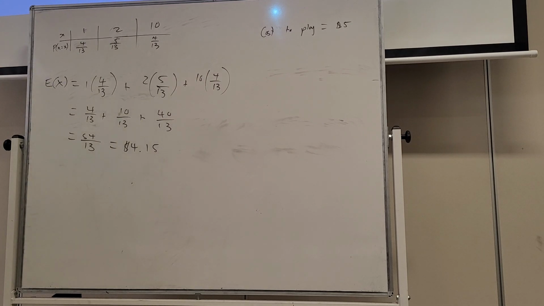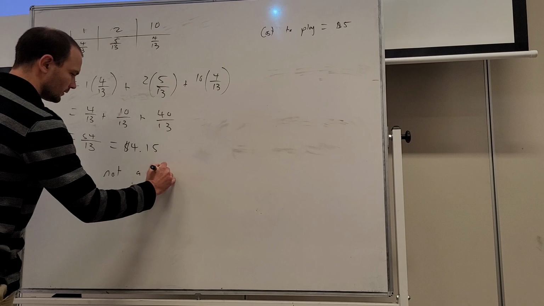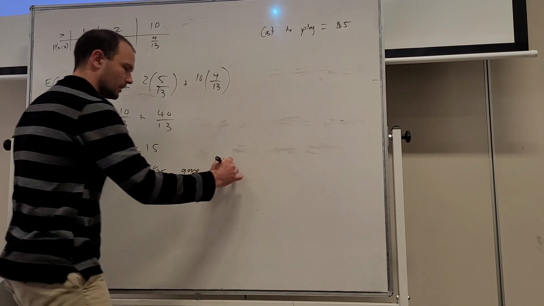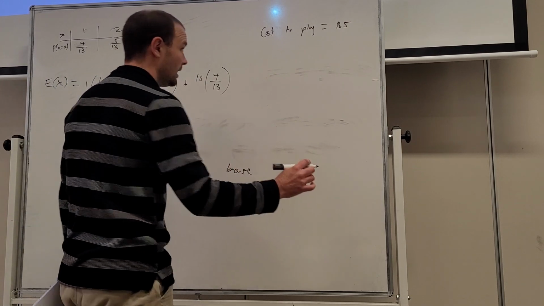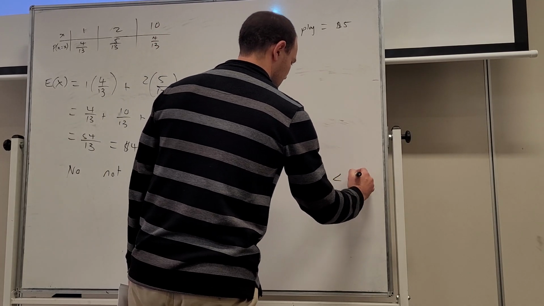So let's address the questions. Draw a probability distribution. Good. Determine if the game is fair. No, not a fair game, because E of X does not equal cost to play. E of X is less than the cost to play.